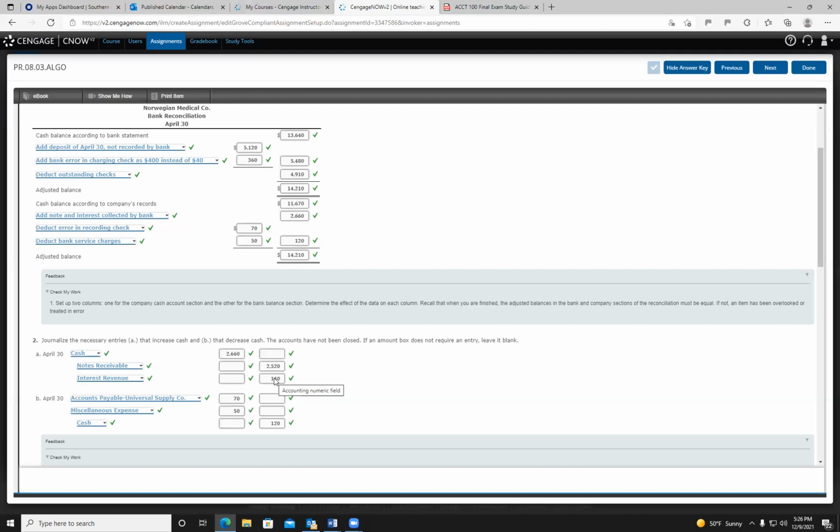So that's the note and interest collected by the bank, all covered. Next, we have the $70 error in recording the check and the $50 bank fee.